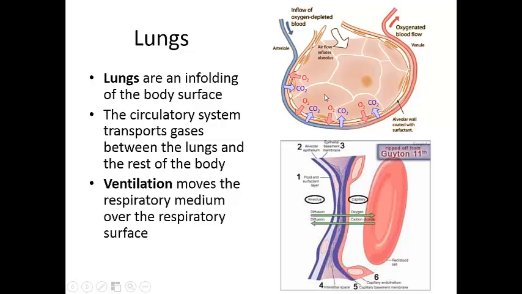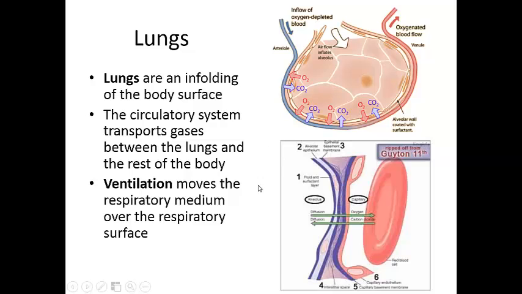Inside the lungs, we have a high concentration of oxygen, and you can see the oxygen is going to diffuse from high concentration inside the lungs to low concentration inside the bloodstream. Carbon dioxide is in high concentration in the bloodstream and is in low concentration in the lungs, so the carbon dioxide is going to diffuse out of the bloodstream into the lungs and then be expelled from the body.